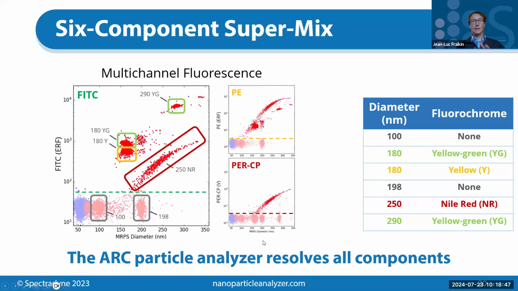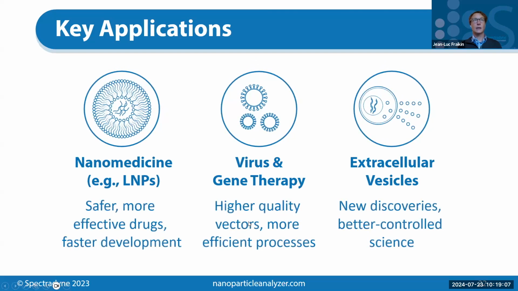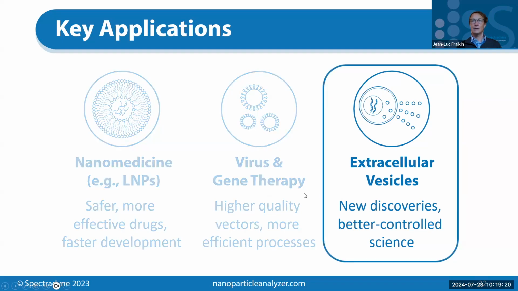All right, so this is just a bead example, and you don't have to take my word for it. We have independent validation, including winning the CYTO Innovation Technology Showcase last year at the CYTO annual meeting. This is a flow cytometry technology conference every year. And we have customers in 3 main applications. So nanomedicine, meaning mostly LNPs. We also do a lot of virus and gene therapy applications. And here today we're talking about measuring extracellular vesicles on the ARC.